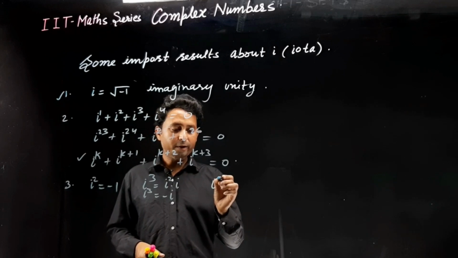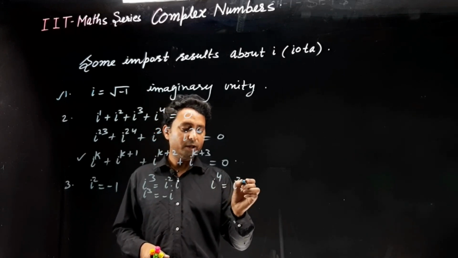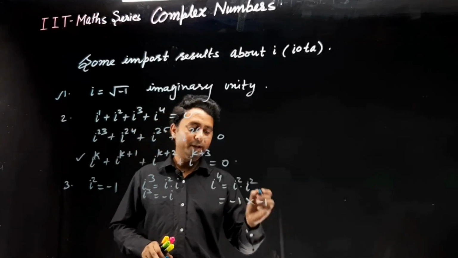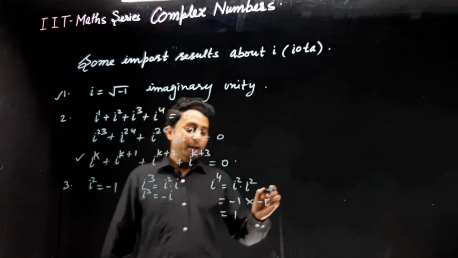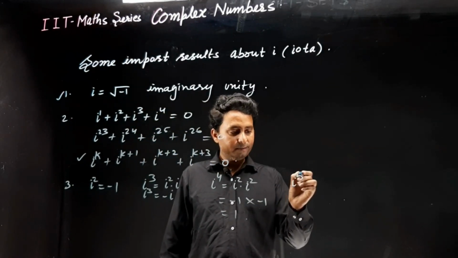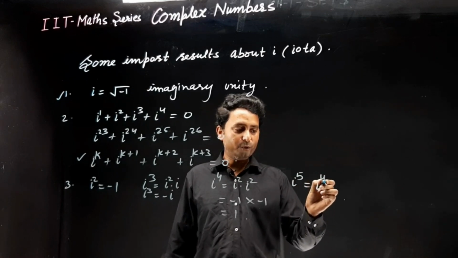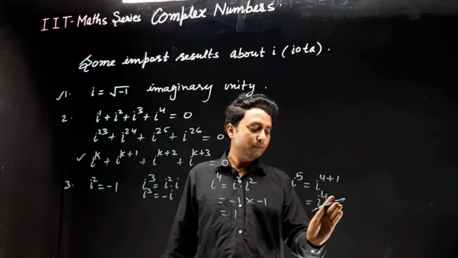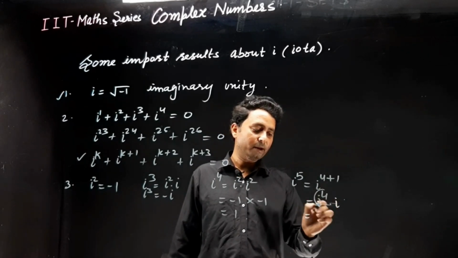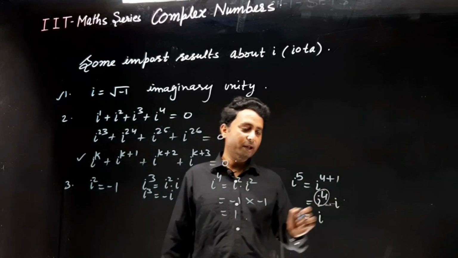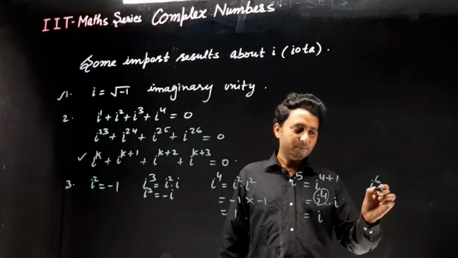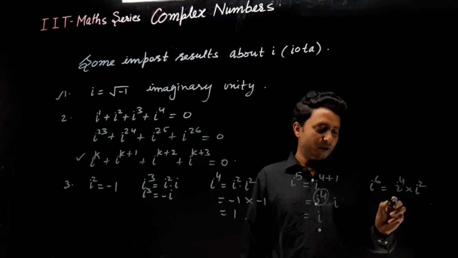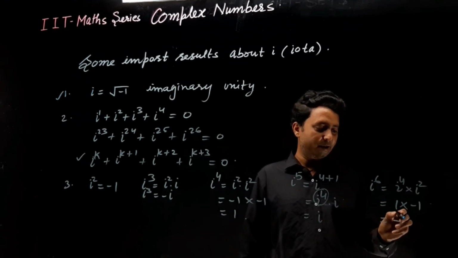Similarly, iota to the power 4 equals iota square into iota square, and as we know iota square is minus 1, minus 1 multiplied by minus 1 is 1. And iota to the power 5 will be iota to the power 4 plus 1, and iota to the power 4 multiplied by iota will be iota. And iota to the power 6 can be written as iota to the power 4 into iota square, that is 1 into minus 1, which is minus 1.